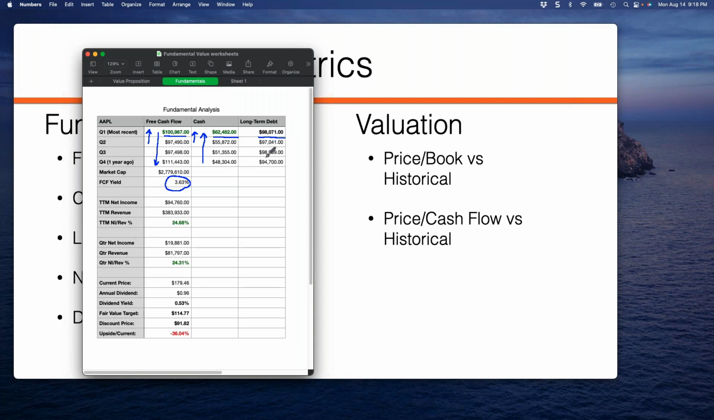So they have 98 billion. It's a little bit below the 94.7 billion that we saw a year ago, but a little bit above the level of a quarter ago. That's a little bit of a mixed signal.